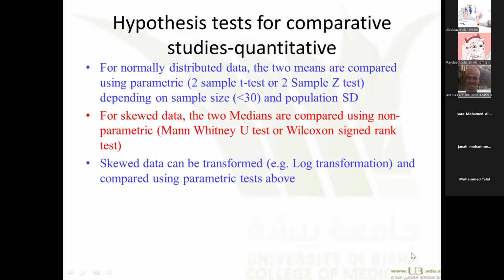However, even if the data is skewed, you can do what you call log transformation of the data. And that will give you the basis to go back and make the data normally distributed before you do the analysis.